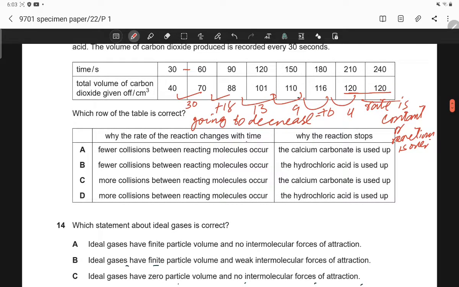Now which row of the table is correct? Why does the rate of reaction change with time? Fewer collisions between the reactant molecules occur.